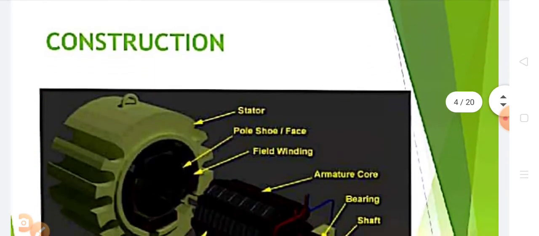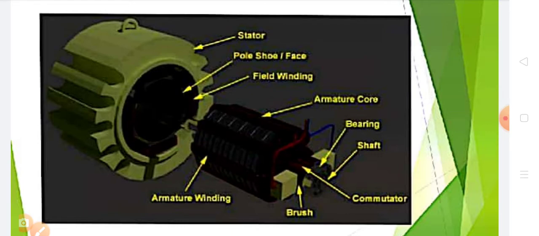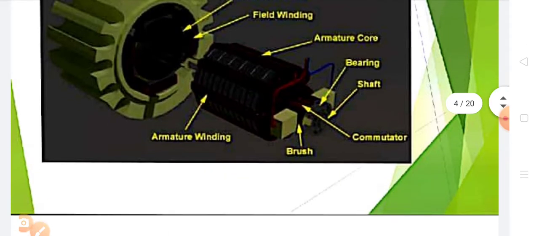So next, if you see the construction, it will be the same as the DC generator. Already in the DC generator you saw the construction. Similar to the DC generator, the DC motor also has the same parts: stator, pole shoe, field winding, armature core, armature winding, brush and commutator. Everything will be the same. Only the action will be different, that is, converting either electrical to mechanical or mechanical to electrical.